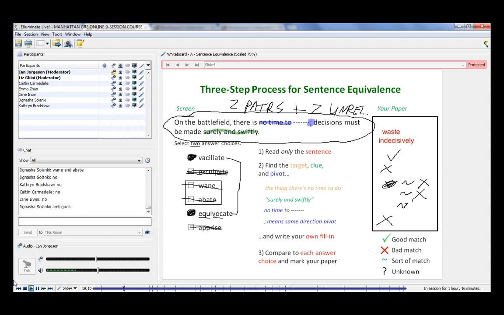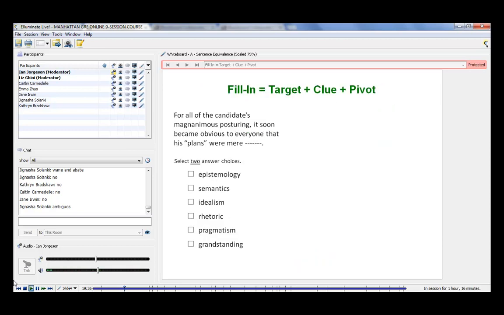Now, this is just a taste of answer analysis. In a little while, we're going to do problems purely using answer analysis, which is pretty cool, actually. But for now, let's keep focused on the same basic approach that we've been using for the text completions, but also be aware that there are patterns in the answer choices that are there to make it harder, but if we know how they work, we can exploit them. Okay, so the fill-in is still going to be the target plus the clue plus the pivot. So let's take a look at this problem.